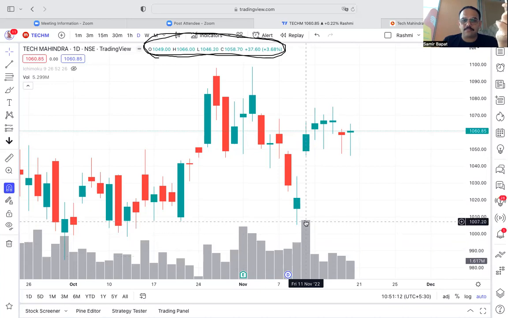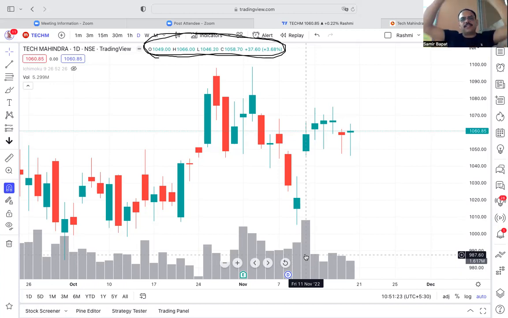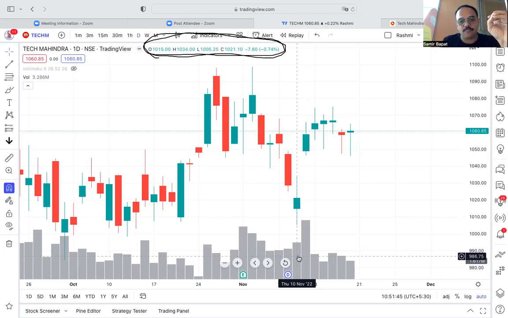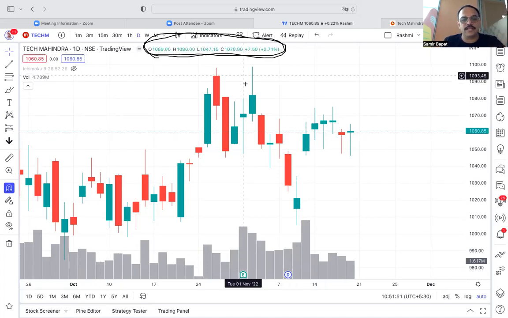So if this bar, since we are representing it in the picture, if this gray bar on 11th November, where my mouse is located, you can see that this building is tall. On 10th November, that gray building is shorter. So automatically, visually, we can understand that on 11th of November, the number of shares traded was more than the number of shares traded on 10th of November. Correct. And if you want to know how many shares, the volume is here.